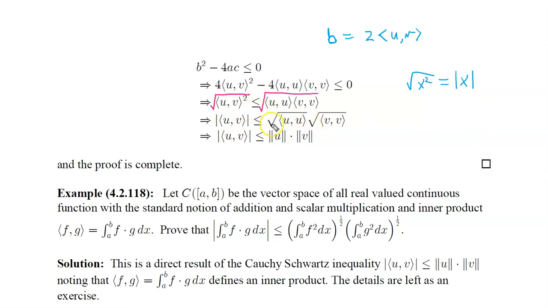And right here we have the square root of the inner product of u with itself times the square root of the inner product of v with itself. Well, this is just the norm of u by definition, and this is just the norm of v. Remember, because the norm of u was previously defined to be the inner product of u with itself to the 1/2 power. And we have our result now. This is exactly what we wanted to prove.